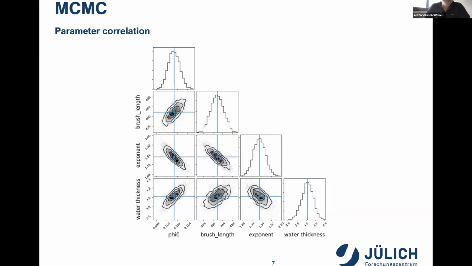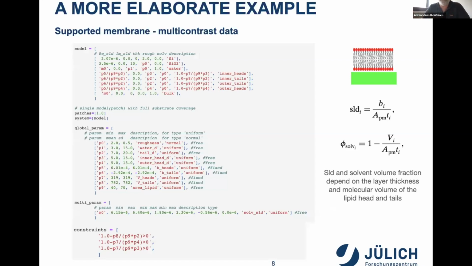Now, in a more elaborate and well-known example, in the case of a supported lipid membrane, you see again in our model, we define our substrate, the silicon oxide, water, and also our supported lipid bilayer as 4 different layers. Now, in the case where we want to correlate the molecular volume and the area per lipid of each leaflet to the SLD and the water content, we have some relations that give us this dependence. So we can insert these functional dependencies of the SLD and the solvent volume fraction directly in our model, with expressions that depend on parameters that are either fixed or left to vary depending on the type of fit that we have in mind.